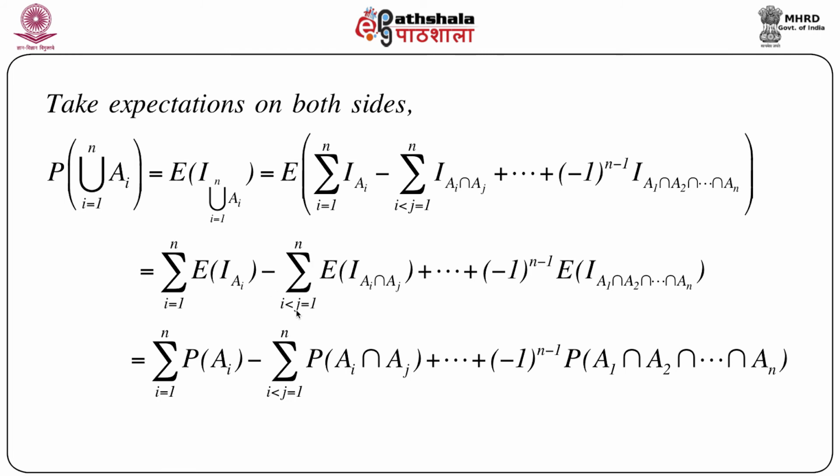The second term is summation over i less than j, 1 to n, of the expectation of I of Ai intersection Aj, and this becomes the probability of Ai intersection Aj. The last term, the expectation of I of A1 intersection A2 intersection up to An, is nothing but the probability of A1 intersection A2 intersection up to An. So this is actually the Poincaré theorem.